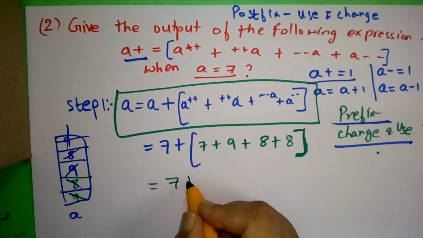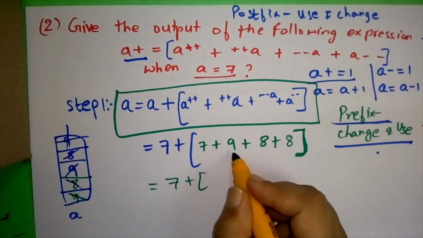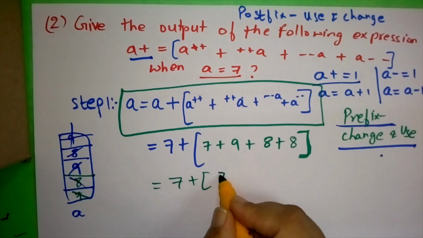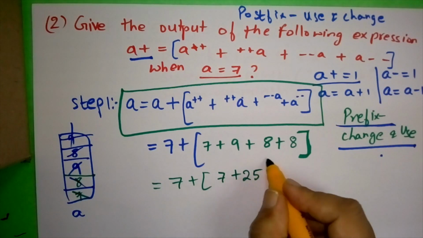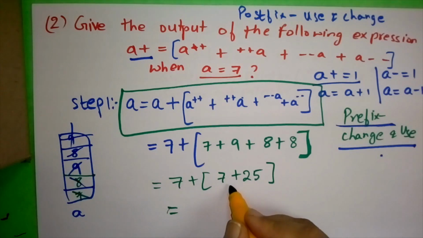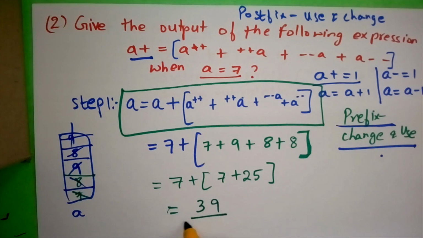So we get it as 7 plus 8 plus 8 is 16. 16 plus 9 is 26 minus 1. So it will be 25. So this will be 7 plus 25. So 7 plus 25 is how much? 25 plus 7 is 32. And 32 plus 7 is 39.